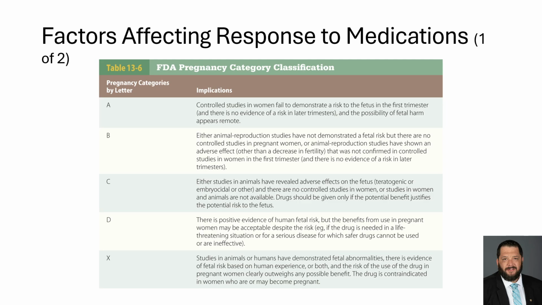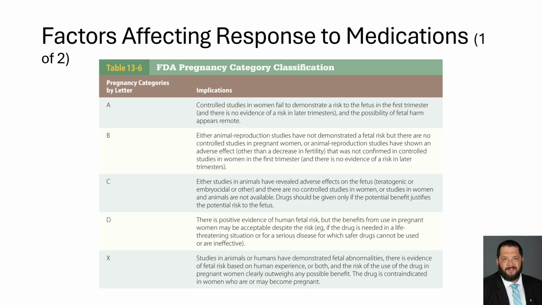Pregnancy is its own set of complications with medications. We want to make sure that when we deliver medications to a pregnant or a gravid patient, that we're aware of the pregnancy category risk for these patients. Risk categories for pregnancy and medications are generally noted by a letter, class A, B, C, D, or X.